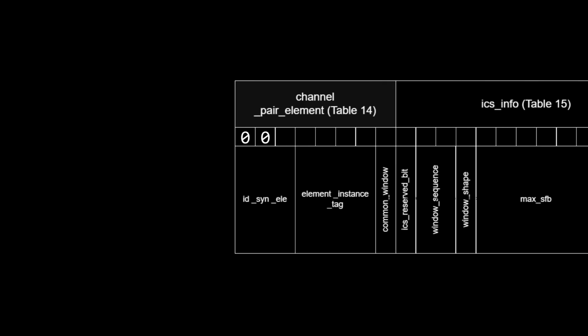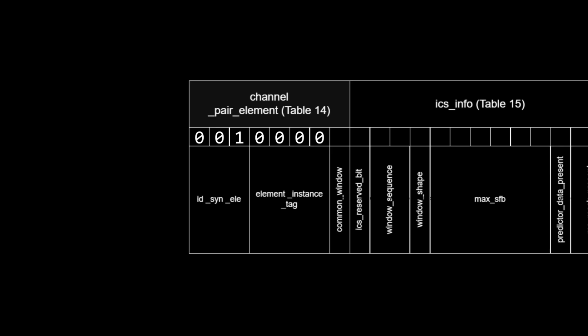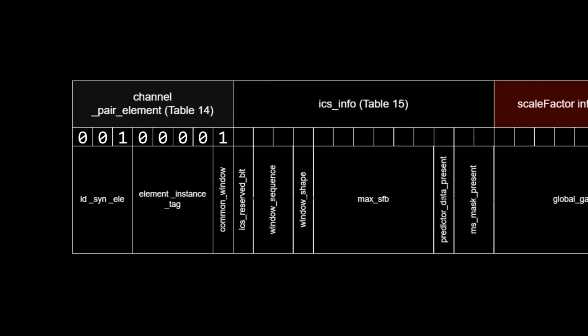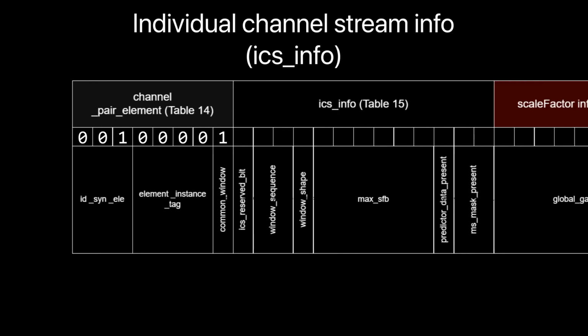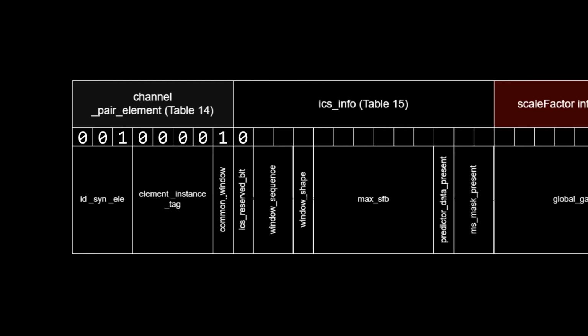Start by writing a 1 using 3 bits to indicate the frame contains 2 channels. Then, using 4 bits, write a 0 or a 1 to indicate the left or right channel. Next, we'll write a 1 to indicate that both channels are using the same settings. Now, we'll encode our channel settings. Start with a reserved 0 bit. Then, write 00 to indicate we're using 1024 coefficients, and a 0 to indicate we're using sine to fade our frames.